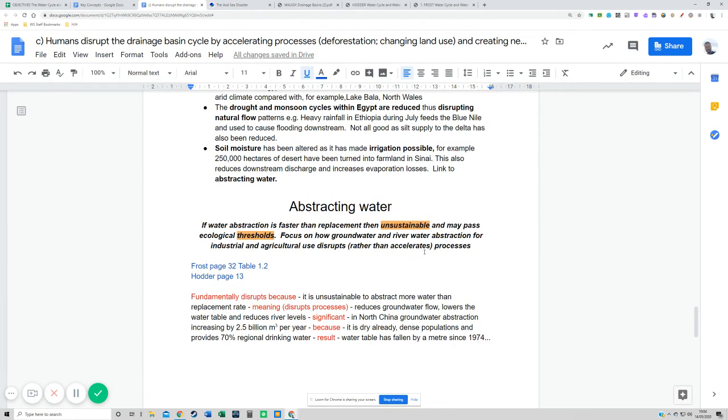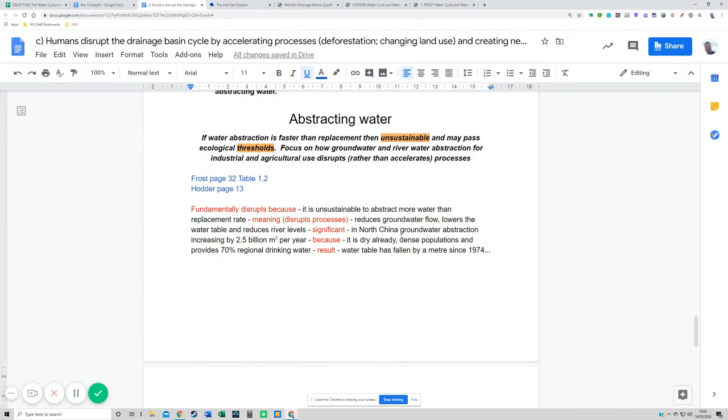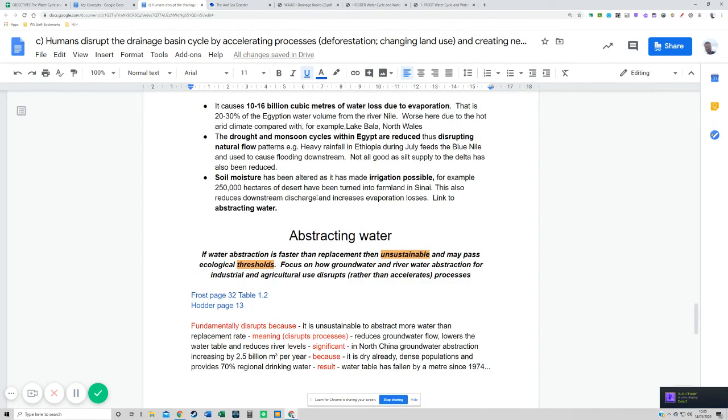Abstracting water, I've done a fair chunk of that for you, but I would definitely have a look at the Aral Sea for that and pull that together so you can really explain how abstracting water may disrupt the processes. Okay.